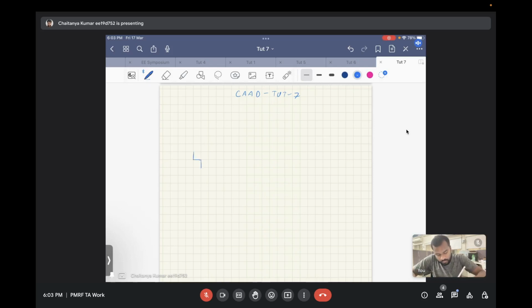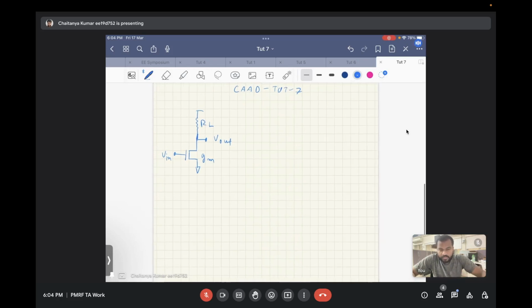I hope you guys are aware of this transistor circuit called the common source amplifier. So this is the common source amplifier. We will try to find the input referred both noise voltage as well as current for this common source amplifier. So the small signal model, first of all, we will have to write.